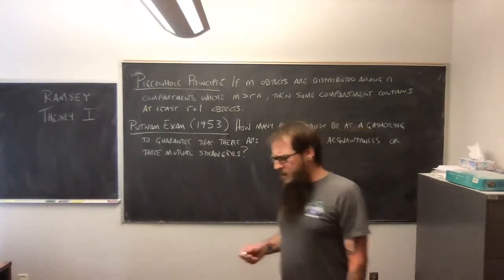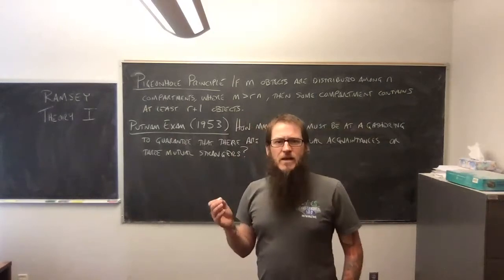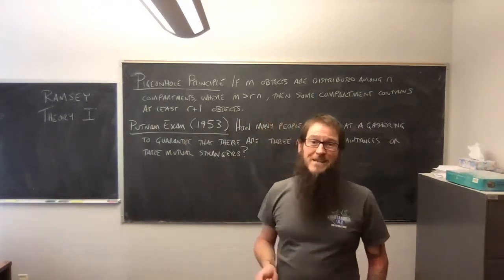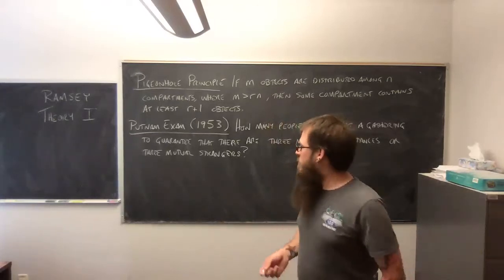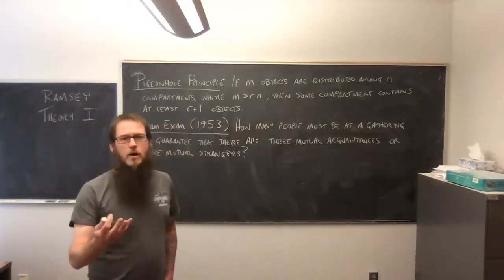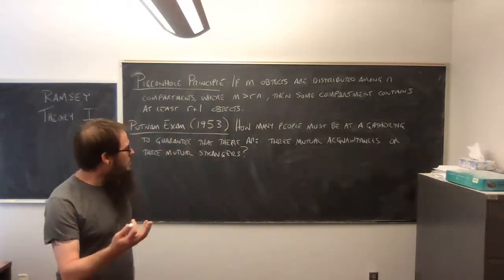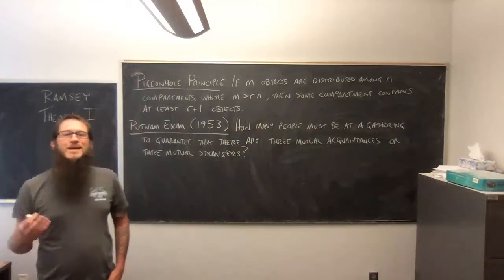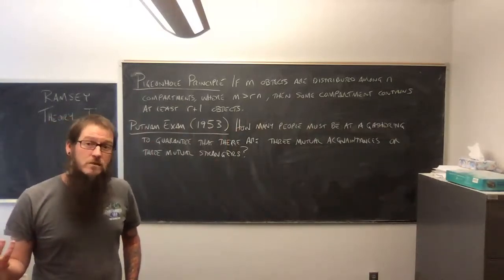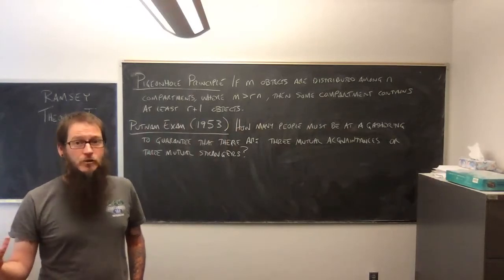Now, graph Ramsey theory itself in most textbooks is usually introduced by a problem that was on the Putnam exam in 1953. And it's a very well-known problem, but I think it's a great starting point for us. So it's a question of how many people must be at a gathering to guarantee that there's either going to be three mutual acquaintances or three mutual strangers.